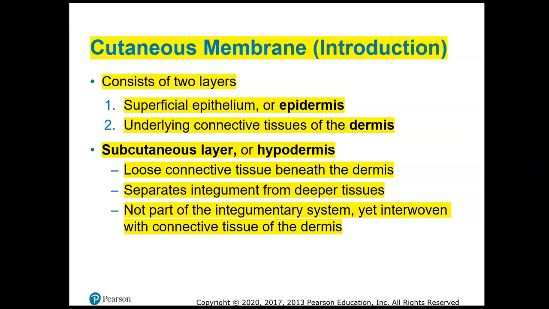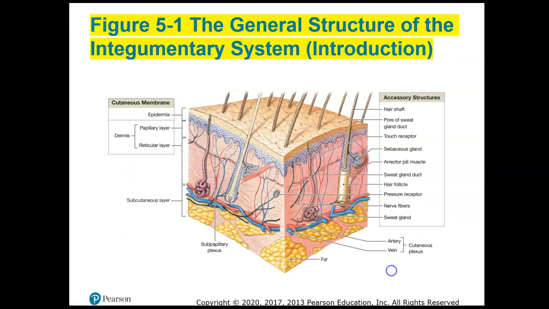It is composed of loose connective tissue, areolar and adipose primarily. And what it does is it separates the integument from the deeper tissues like muscle tissue. Okay, so we've got epidermis, then dermis, and then the hypodermis, which is underneath. And this illustration shows you the major features of the integumentary system. So we'll start with the layers of the cutaneous membrane.